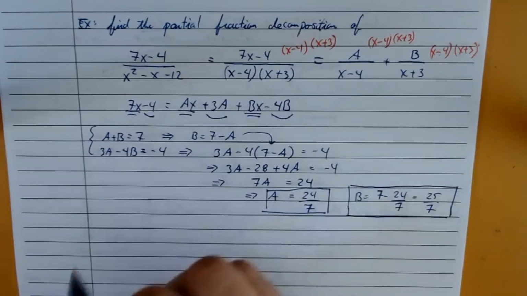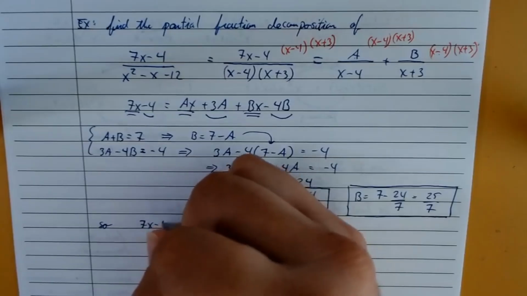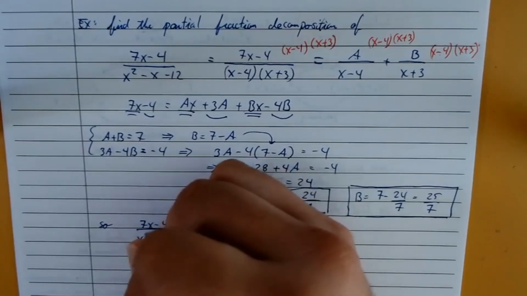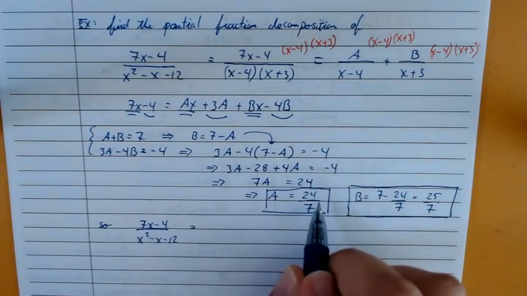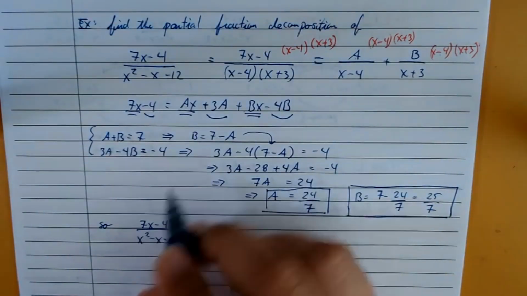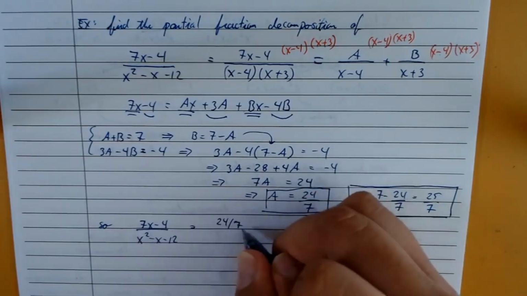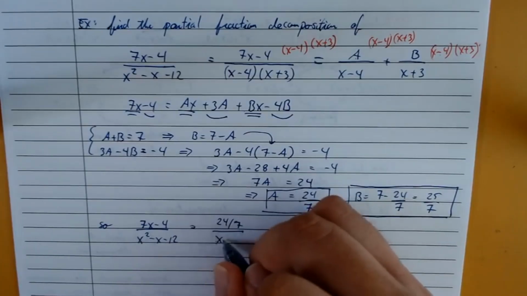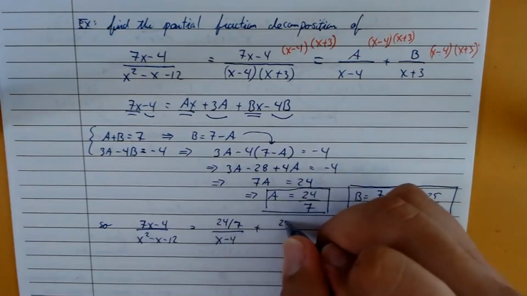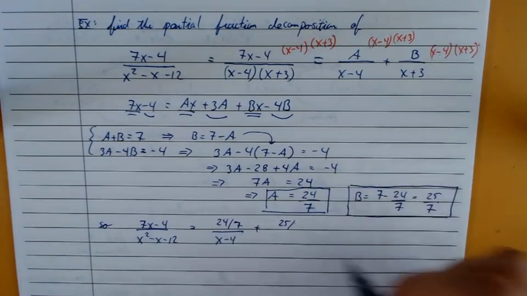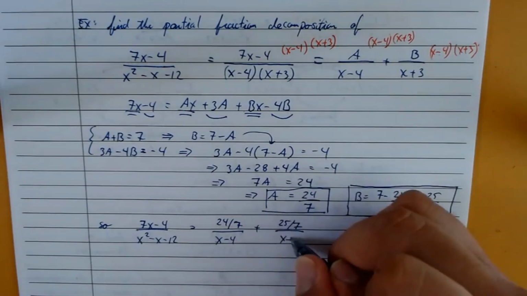So in the end, that means 7x minus 4 over x squared minus x minus 12 is equal to, our A is 24 over 7, over x minus 4, plus our B, well, that's going to be 25 over 7, over x plus 3.